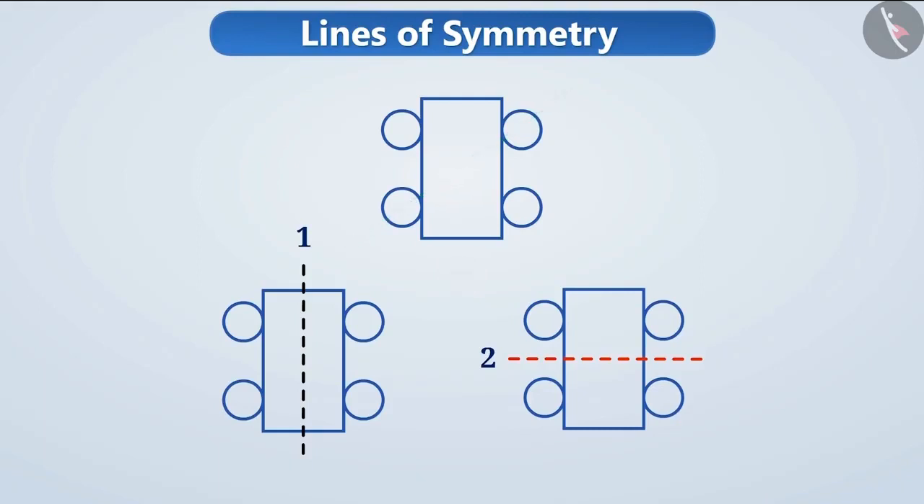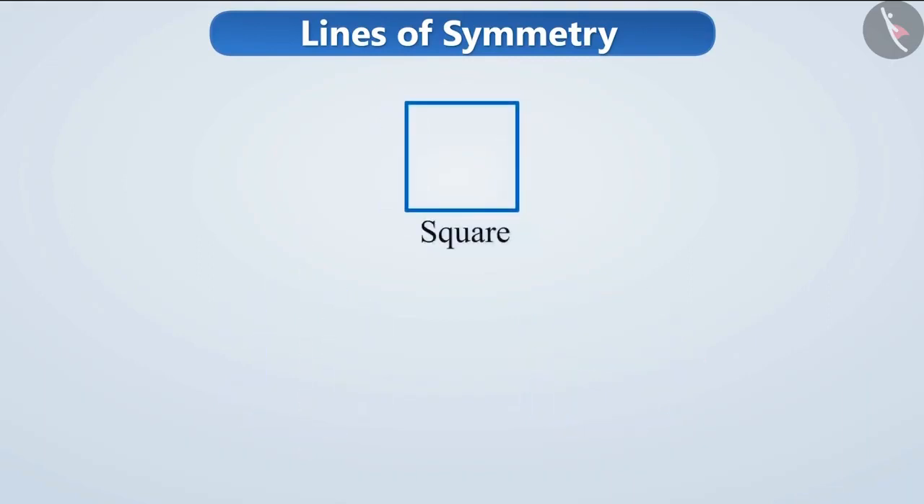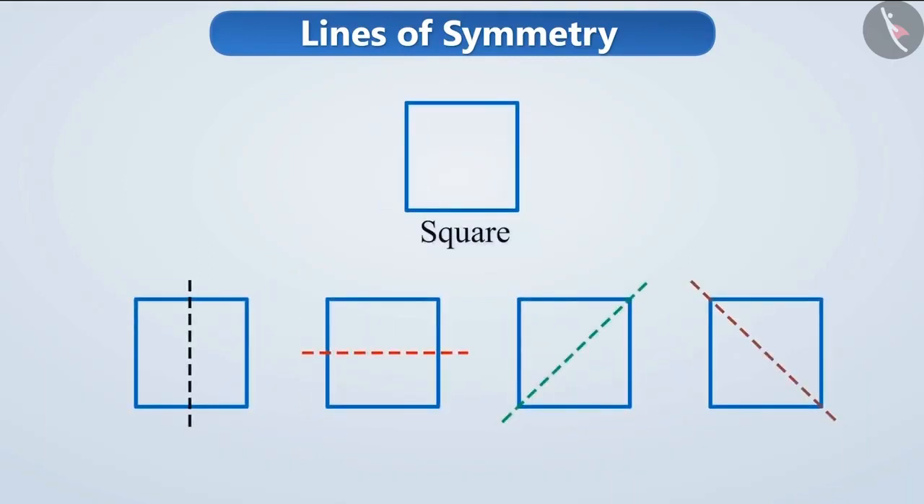Some figures have more than two lines of symmetry also. Like, the symmetry in a square could be seen by folding it by these four lines. Hence, a square has four lines of symmetry. Similarly, let's look at some other figures of geometry and find their number of lines of symmetry.